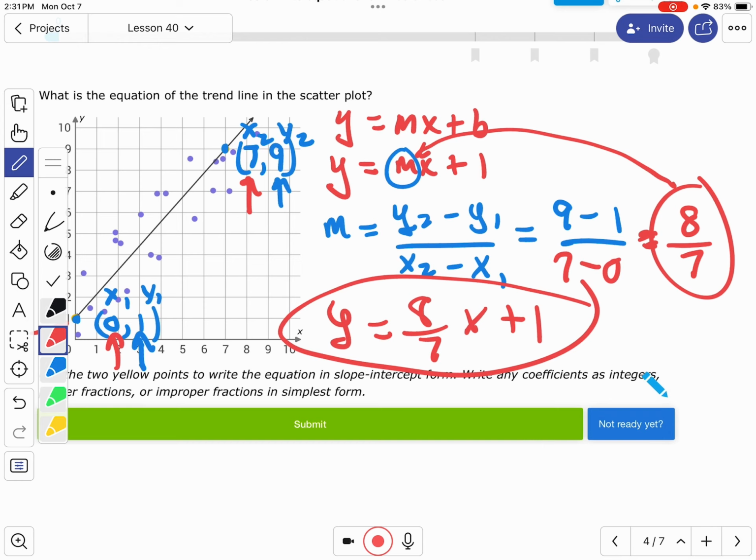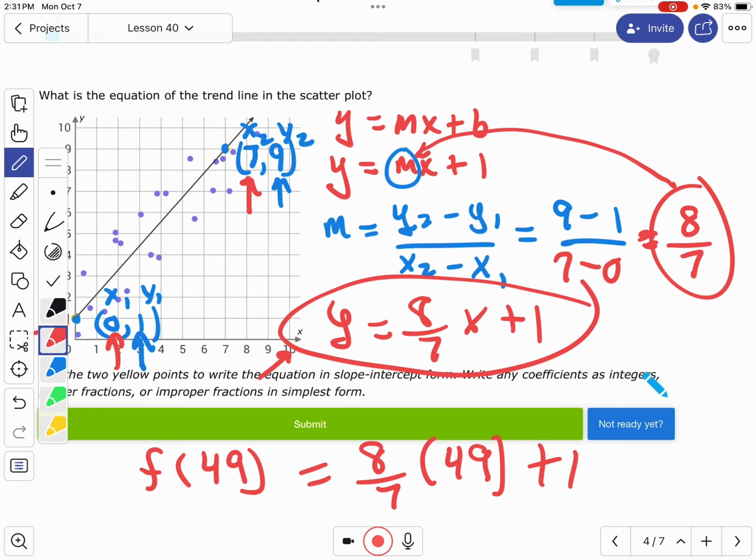Now let's say I needed to predict. See how this graph only goes to 10? Well, let's say I wanted to predict what would happen at 49. Okay, so let's say f of 49. What is that? Well, that would be 8/7 times 49 plus 1. What I did is I put this value in for the value of x.